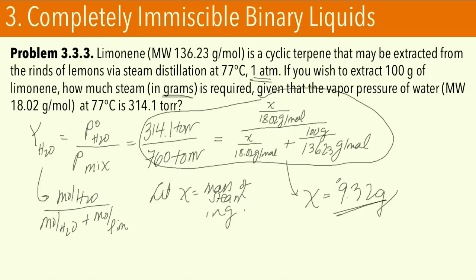So overall, we just discussed different binary liquid systems. First we discussed completely miscible systems, and then we discussed the ideal case versus non-ideal cases. We also discussed partially miscible binary liquid systems, followed by completely immiscible binary liquid systems and its applications in steam distillation.